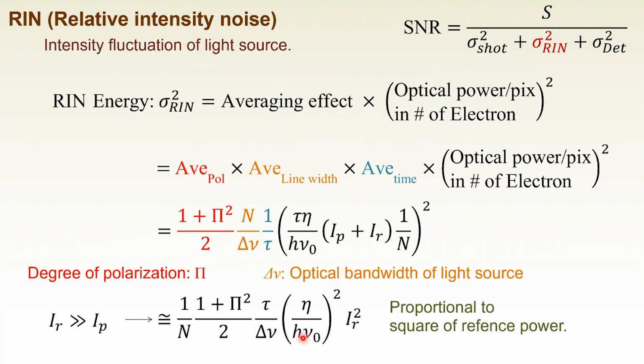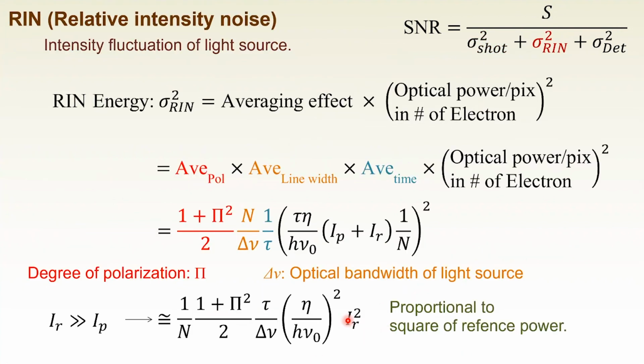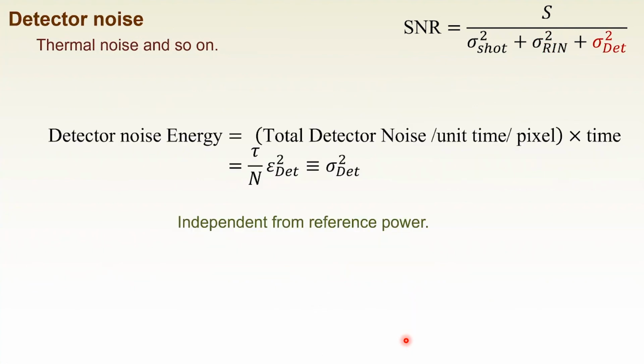power. This equation is reduced into this equation. And it's still a bit complicated, but the point is this equation is proportional to the square of the reference power. Okay, the shot noise is proportional to reference power in order of 1, but now it becomes order of 2.